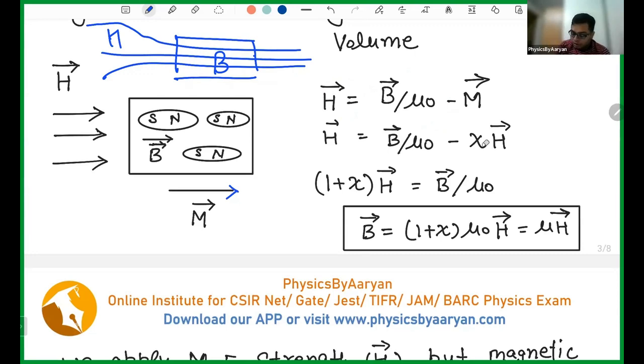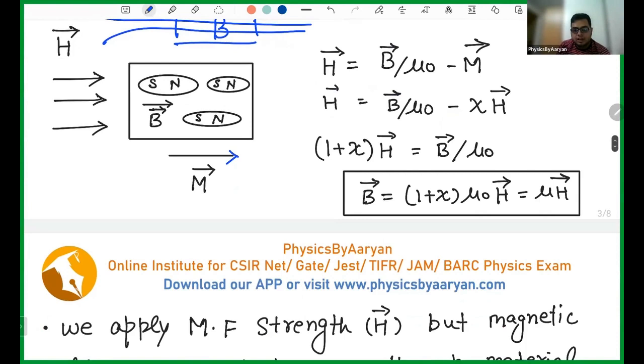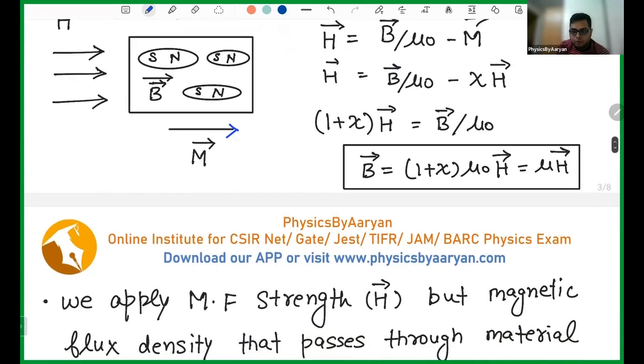Now M, I already told you, is chi times H. So you can bring this chi to the other side, and you will get 1 plus chi times H equals B by mu naught. What you can do is take B here and mu naught on the other side. This entire thing, 1 plus chi times mu naught, is known as mu.